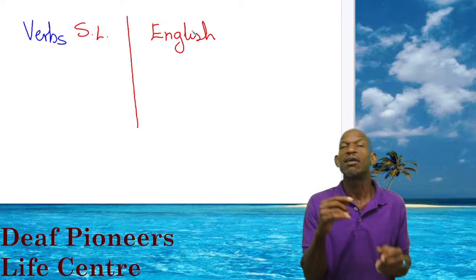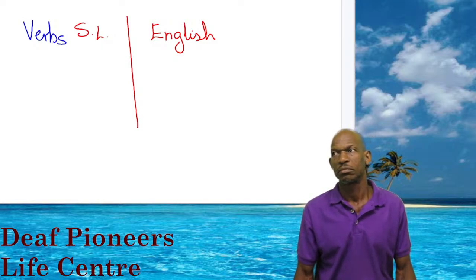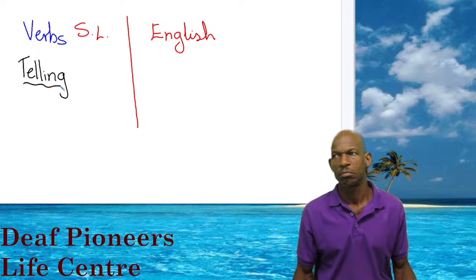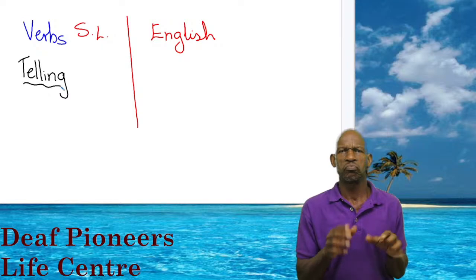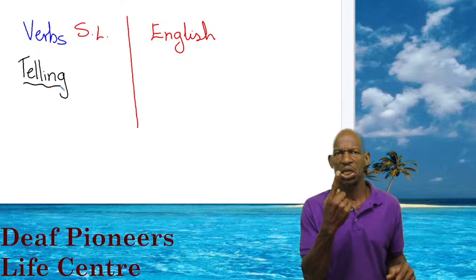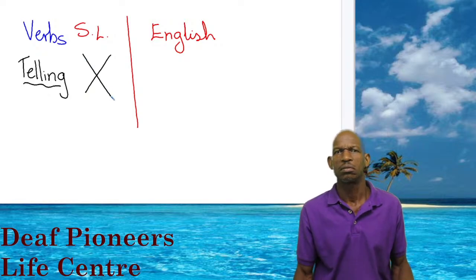In sign language, I'm going to write the word telling. If I want to tell someone something about something, we call it a telling verb. That is what we name it, a telling verb. There are no telling verbs in sign language. So I would not find any.